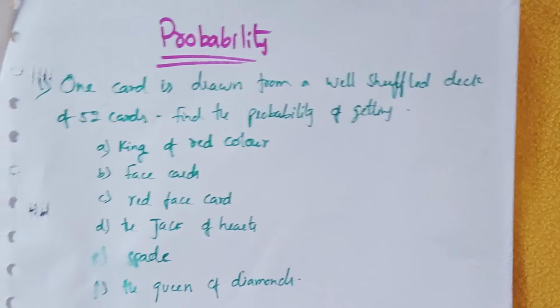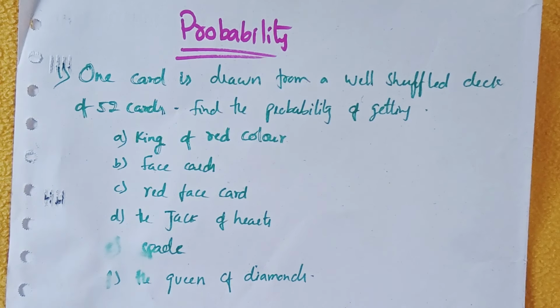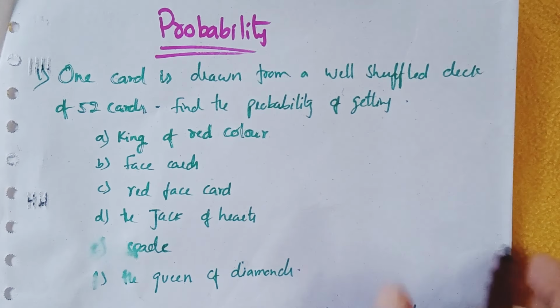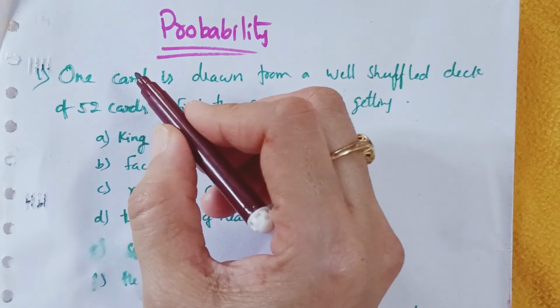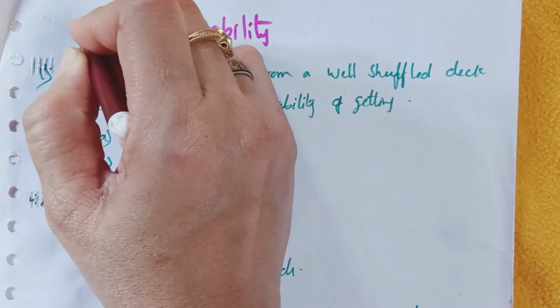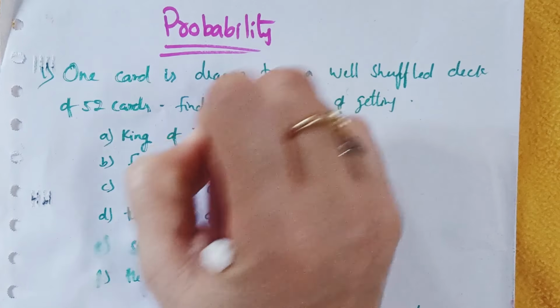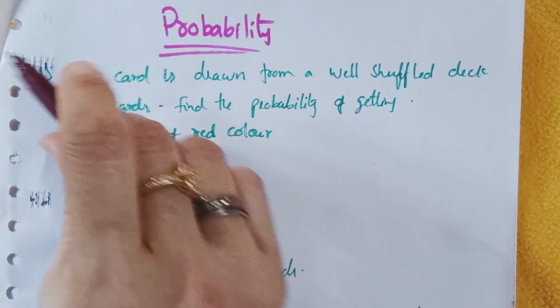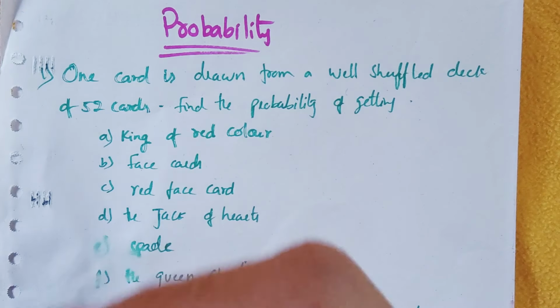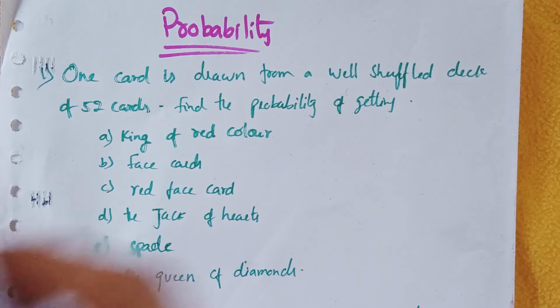Now we'll move to the next chapter, that is our last chapter, probability. This probability also comes for 8 marks definitely. From this chapter, 8 marks will be asked definitely in your question paper by the examiner.